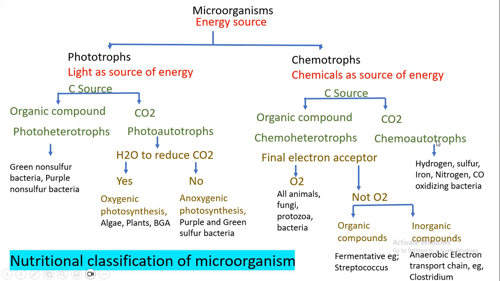The chemoautotrophs include hydrogen, sulfur, iron, nitrogen, and carbon monoxide oxidizing bacteria. So this is about nutritional classification of microorganisms.